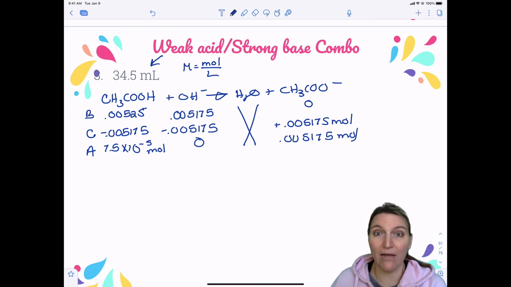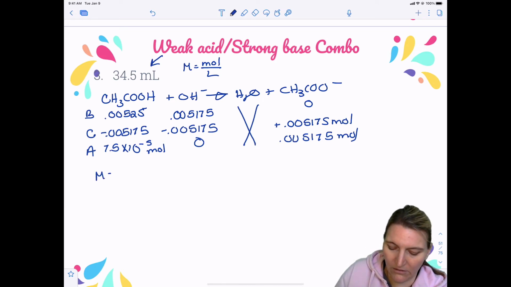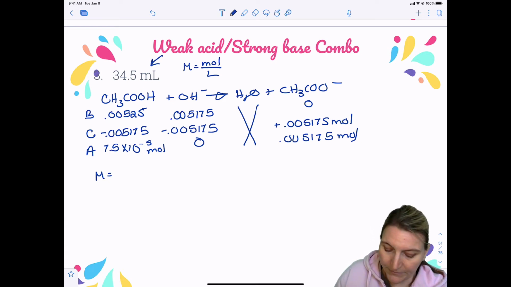So now that I found out how many moles I have left over after all of the base that I've added is reacted, I divide by the new volume to get the new molarities, and it's those new molarities that I can use in the Henderson-Hasselbalch equation or an ICE chart.